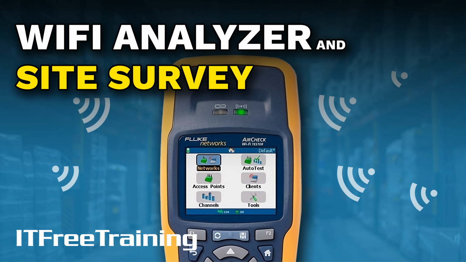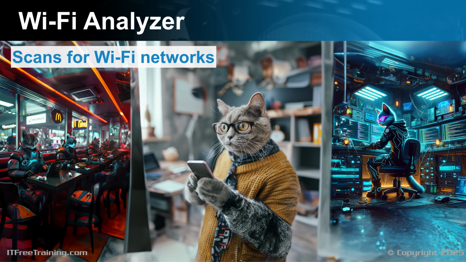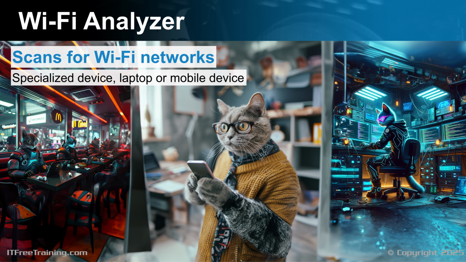Let's have a look at Wi-Fi analyzers and how to conduct a Wi-Fi site survey. A Wi-Fi analyzer scans for Wi-Fi networks. It can be a specialized device or software running on a laptop or mobile device. For example, you could use a Wi-Fi analyzer on your mobile device to detect other networks in your area.